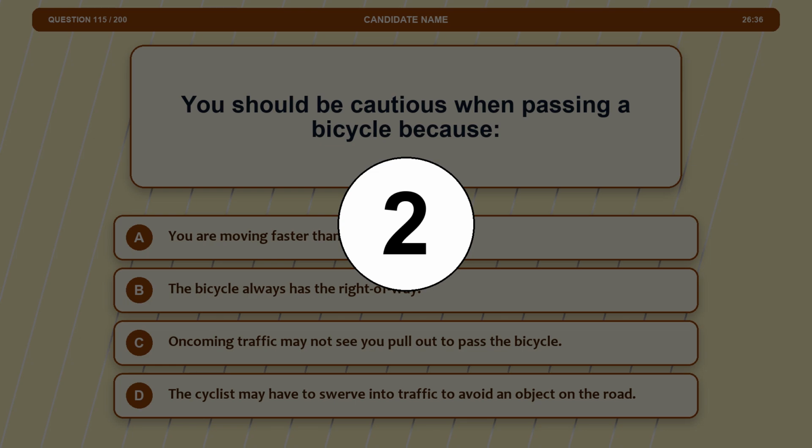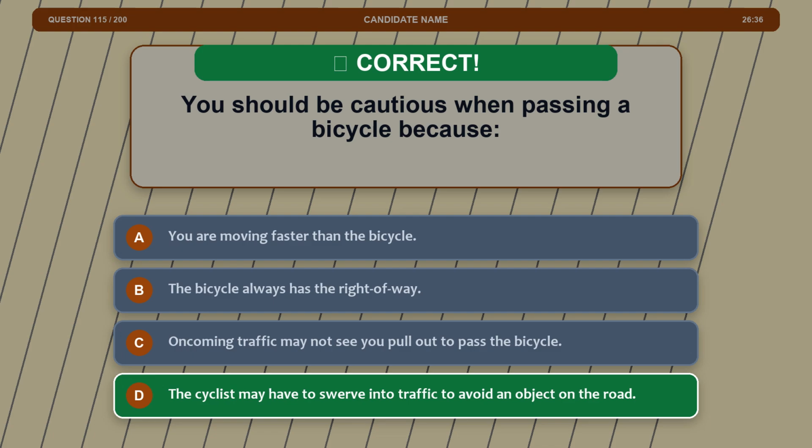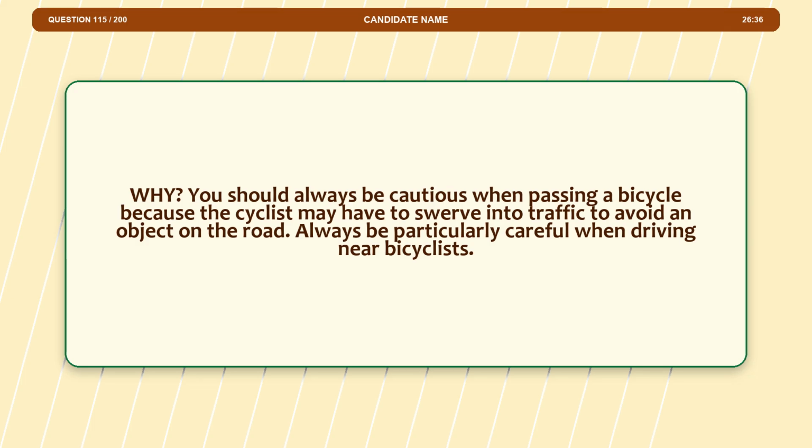The correct answer is option D, the cyclist may have to swerve into traffic to avoid an object on the road. Explanation: you should always be cautious when passing a bicycle because the cyclist may have to swerve into traffic to avoid an object on the road. Always be particularly careful when driving near bicyclists.